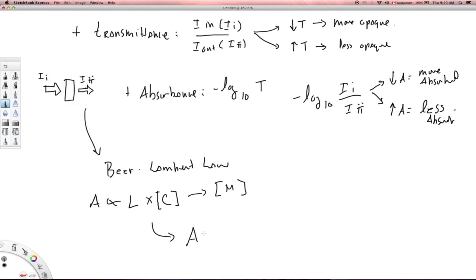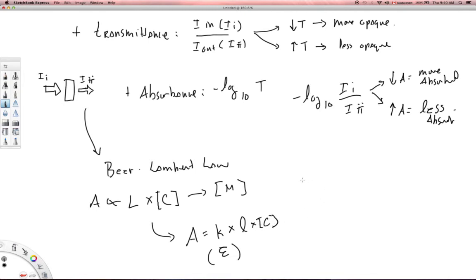the law goes as follows. Absorption equals some constant I'll call K. I believe that epsilon is used for that constant in some cases. I'm just going to call it K for constant. Or you could call it C for constant, but C is concentration, so we'll go all German on you guys here. So some constant times the length of the pathway times the concentration, molar. All right, so that's the formula.